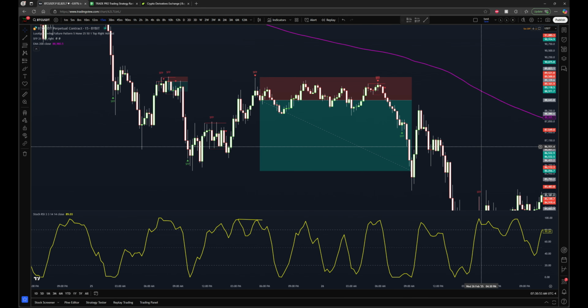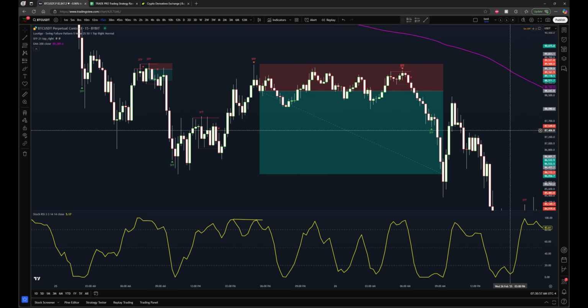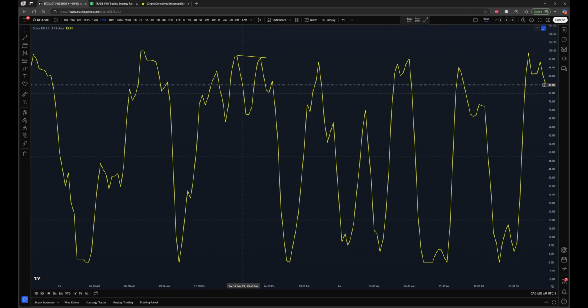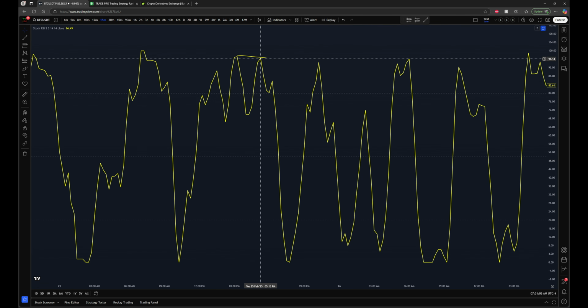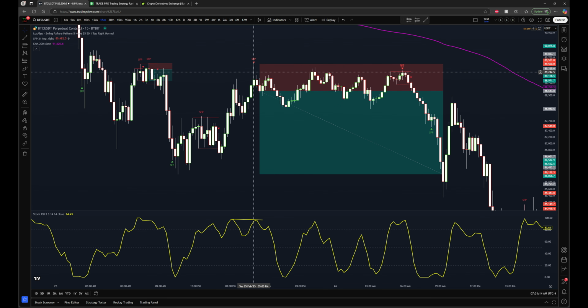Let's go back to the last signal over here. Okay, so here we have bearish divergence and a swing failure pattern. Pivot down, lower high pivot down here. Confirmed on this red candle. And off the highs there, we got that swing failure.